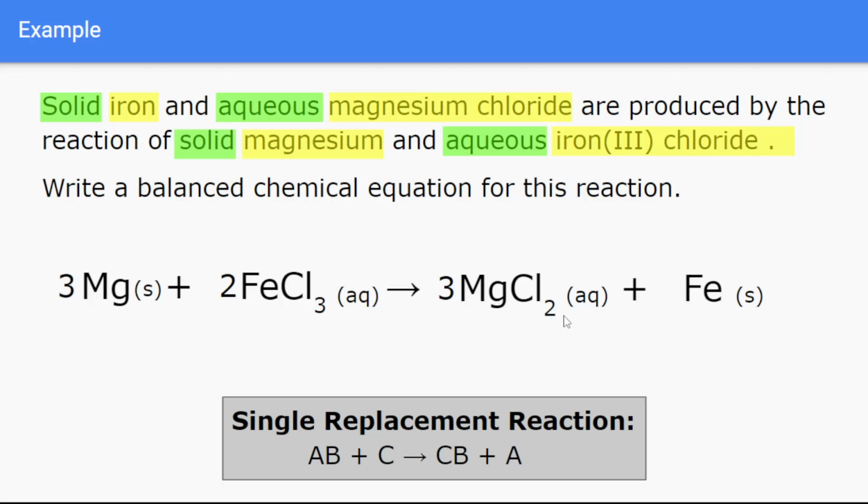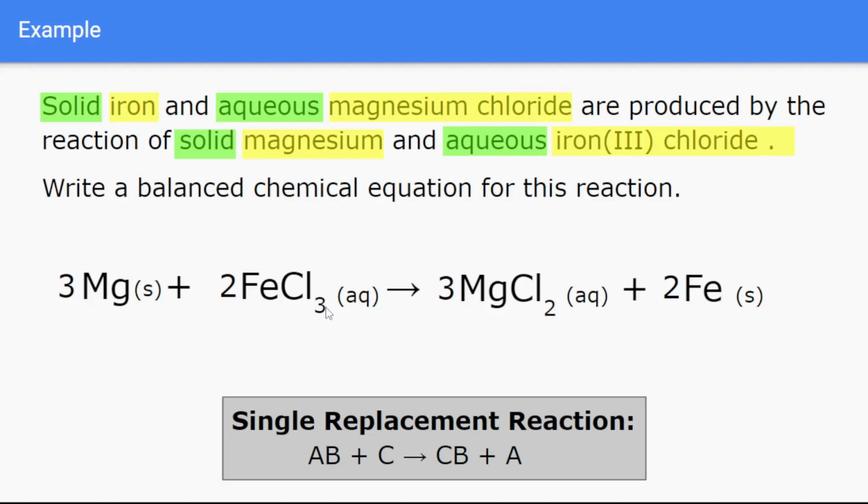So if I have 2 chlorine here and 3 here, we need to make this side even, so I put 2. That gives us 6 chlorine, so that means I need a 3 to give me 6 chlorine. And then if I have 3 here, I need 3 magnesium. And then, oh, one more, we have to balance that iron on the other side. So 2 iron, 2 iron, 3 magnesium, 3 magnesium.